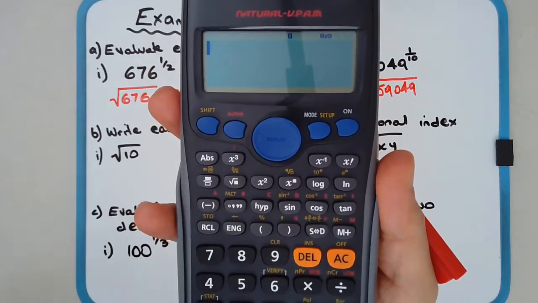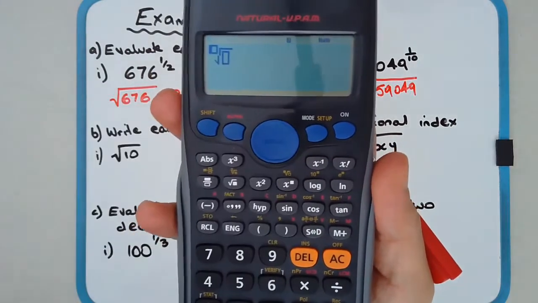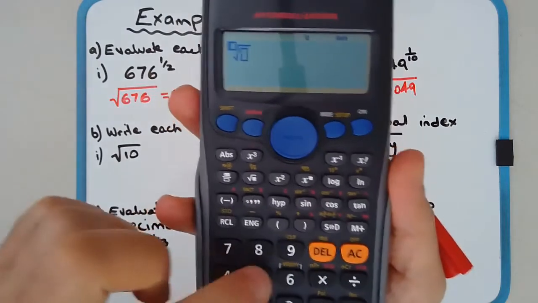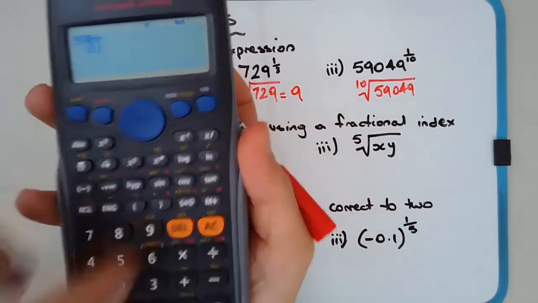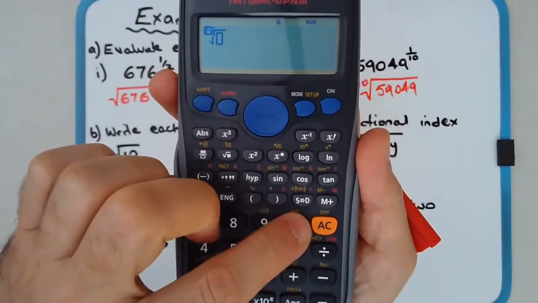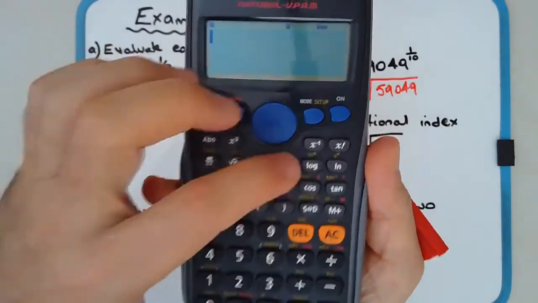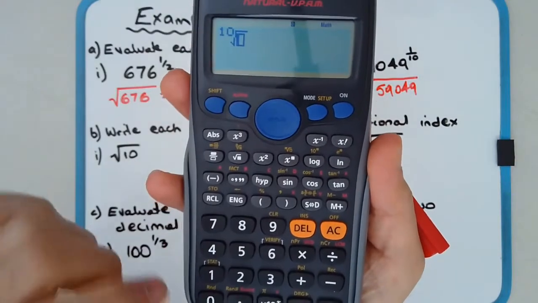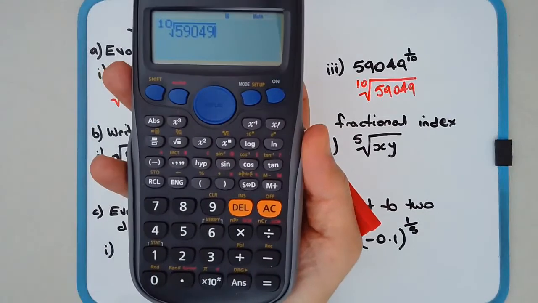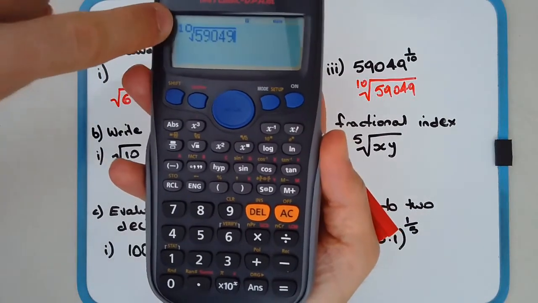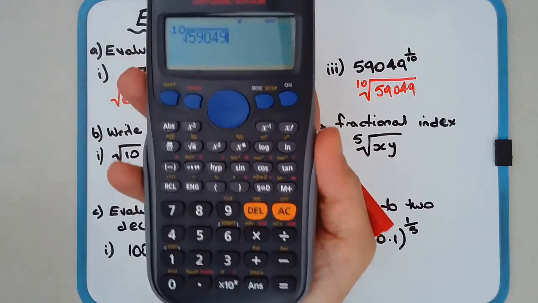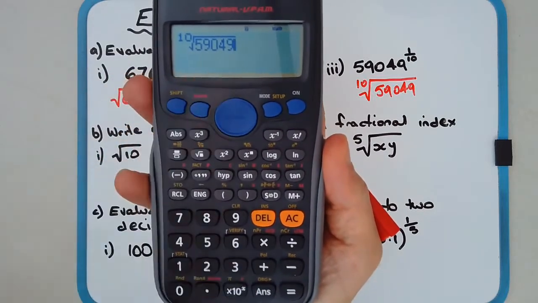So Shift and the nth root key there, and 59,049. Whoops, I put it in the wrong spot. Do it again. 10th root of 59,049. So what you fill in first is which nth root it is. That's a 10th root, and then 59,049.